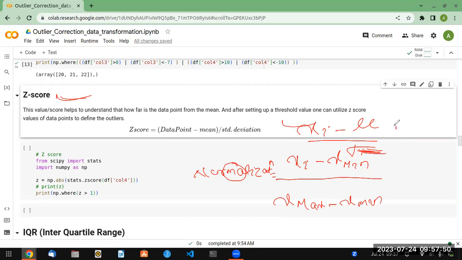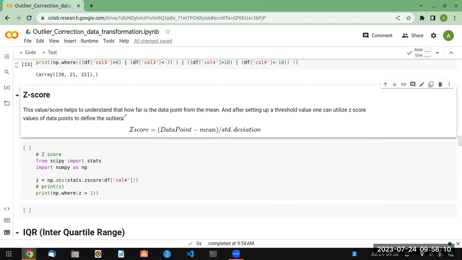Standard deviation. Okay, standard deviations. So after doing this task, we are getting one score for each entry in my column, right? So that is your Z score. This is nothing new here. This is your Z score.